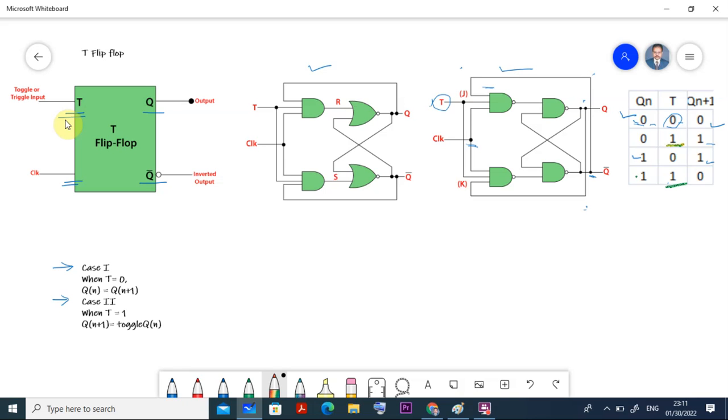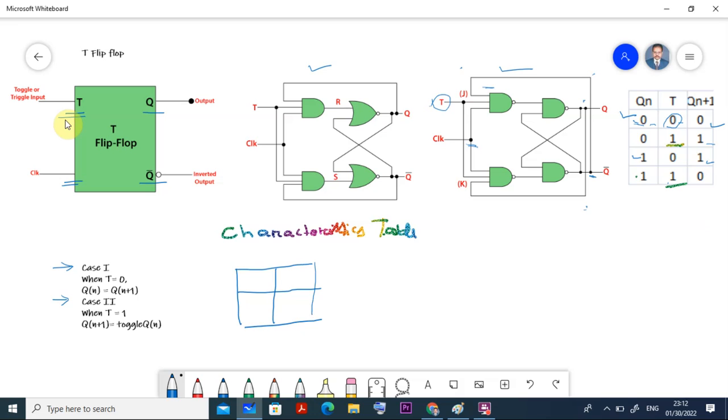The characteristics table I draw here manually, so I write it here. This is the characteristics table. I select another color, it is creating some problem. So now you draw it here. This is 1, 2 and 3, right? So this is 1, 2. Okay, so then what I want to tell you, I put it here.